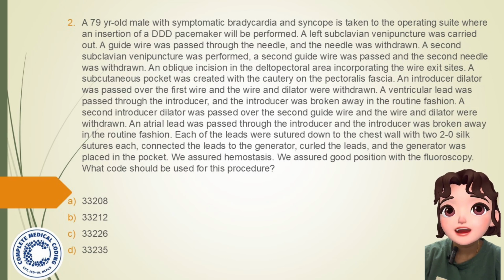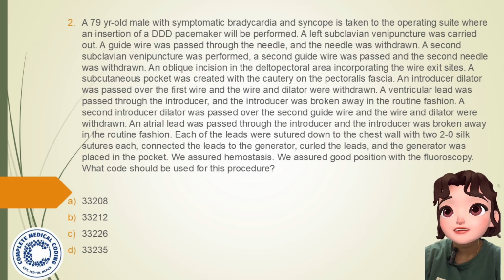A subcutaneous pocket was created with the cautery on the pectoralis fascia. An introducer dilator was passed over the first wire and the wire and dilator were withdrawn. A ventricular lead was passed through the introducer and the introducer was broken away in the routine fashion. A second introducer dilator was passed over the second guide wire and the wire and dilator were withdrawn. An atrial lead was passed through the introducer and the introducer was broken away in the routine fashion.